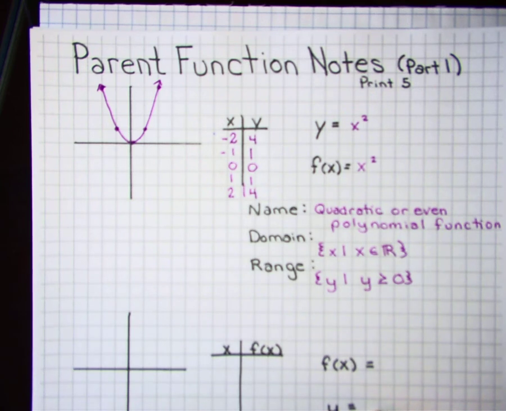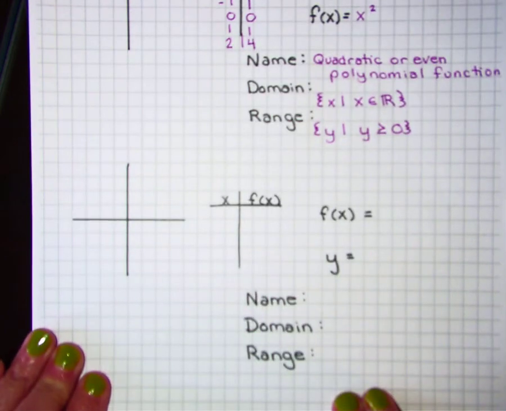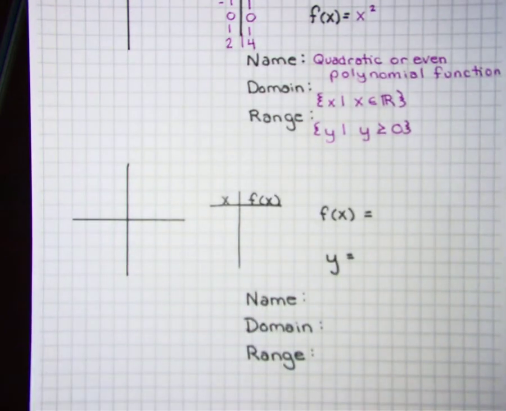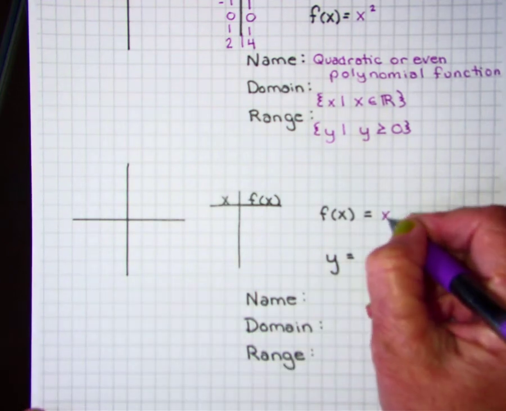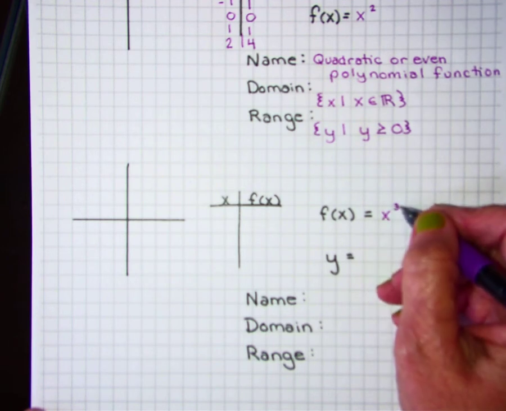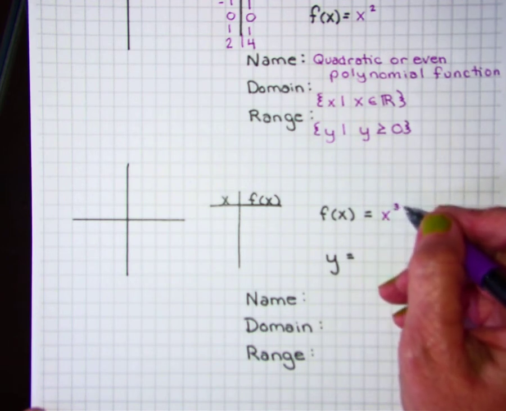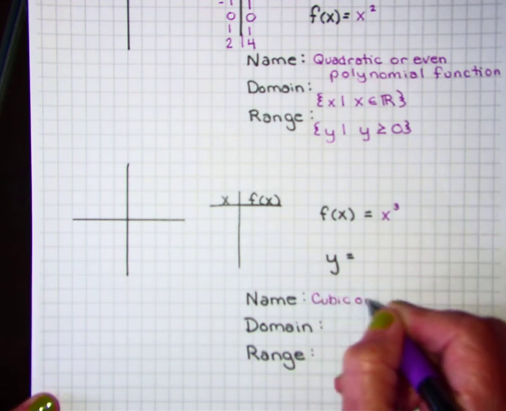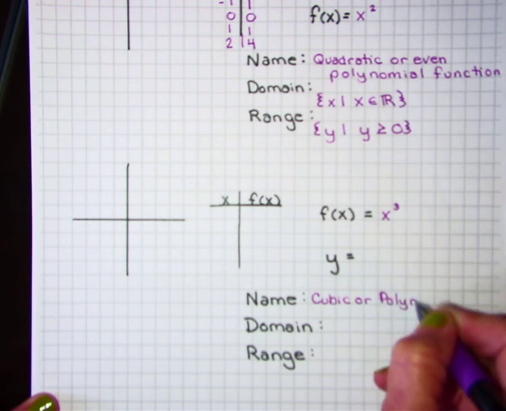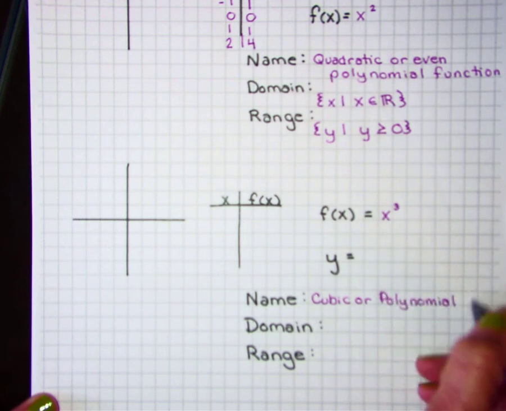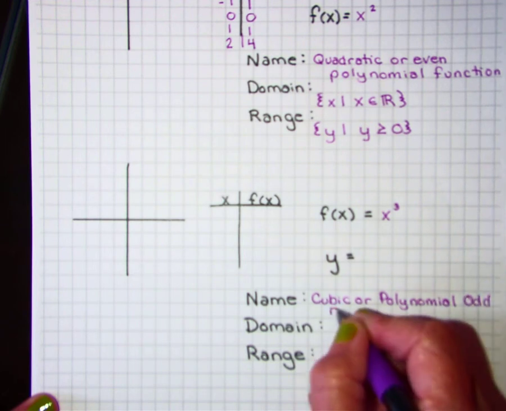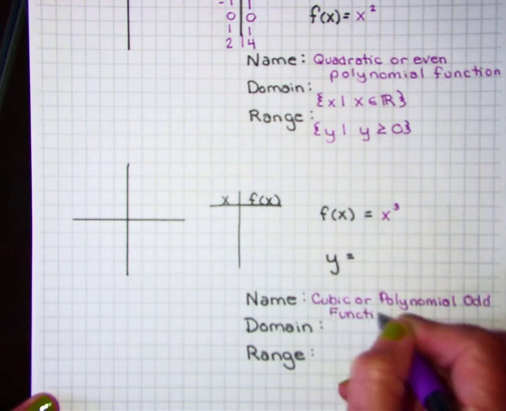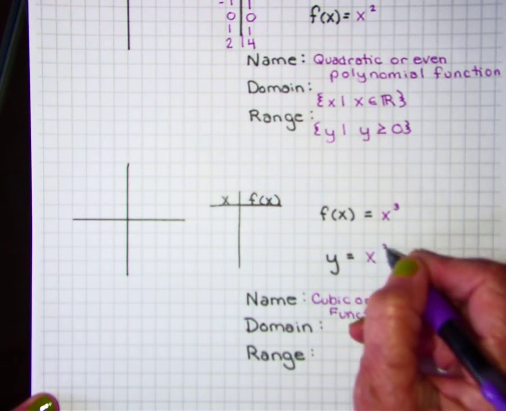Our fourth function is the cubic or the polynomial odd. Move up to that. Do something very quickly. The polynomial odd function, I'm going to use x cubed, but this could also be x to the 5th, 7th, 9th, any odd number. So this is the cubic or polynomial odd function. So y would also equal x cubed.